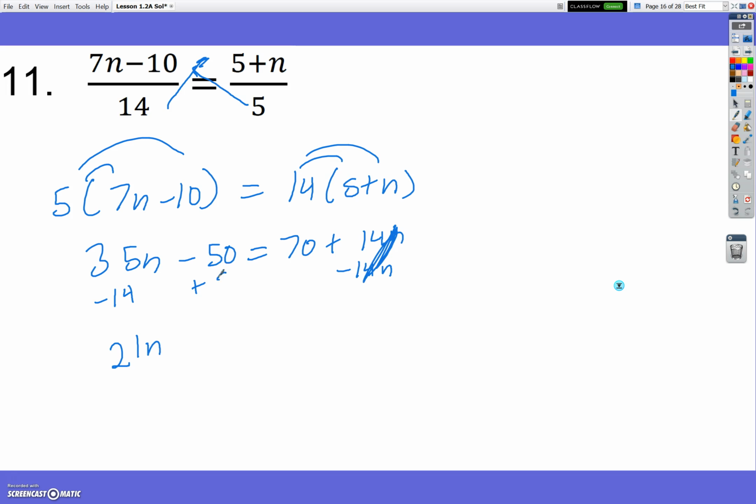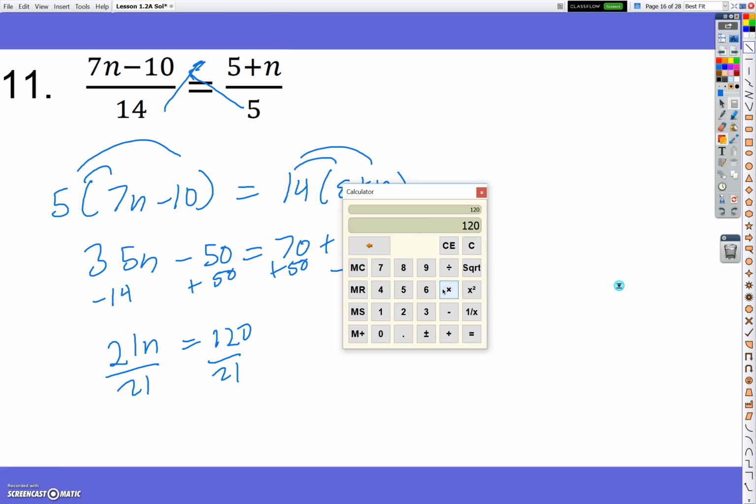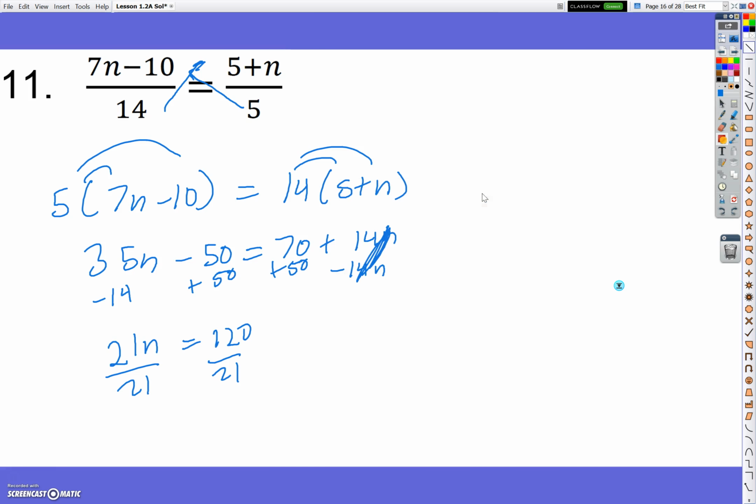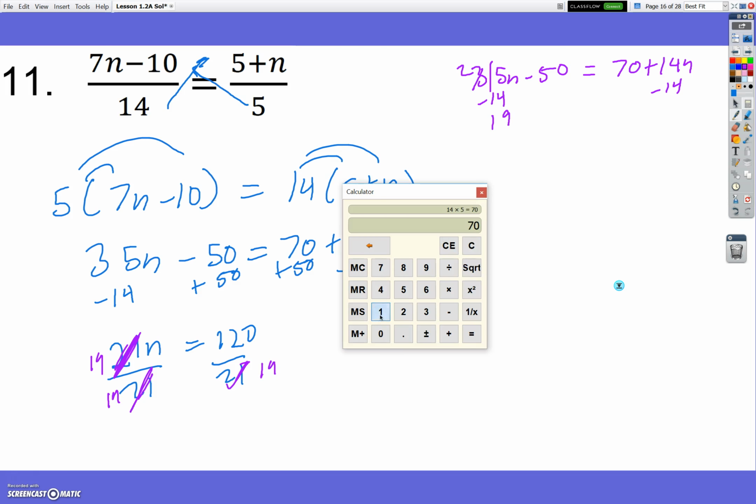And then I would add 50 on both sides, and that would be equal to 120. I would then just subtract both sides, or excuse me, divide both sides by 21. And when I get that, I would have 120 divided by 21 is equal to 5.7. So let me make sure I solve this one correctly. And I saw my mistake. 35 minus 14 is not 21. It is 19. So we'd have 19 on the denominator on each and every one of these. And then when we have 120 divided by 19, that will equal 6.315.